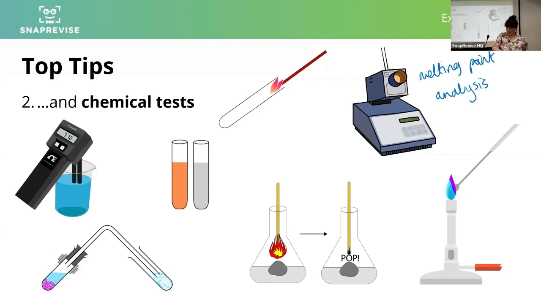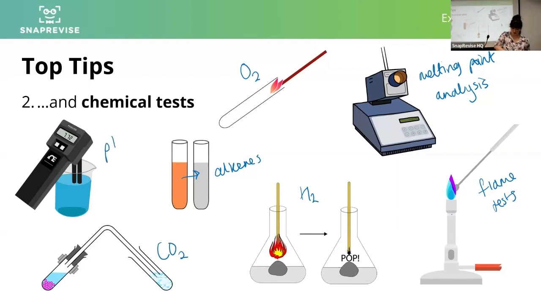Here we are relighting a glowing splint, so that must be oxygen. This middle bottom one, we're hearing a squeaky pop, so that's got to be our hydrogen. On the right, these are our flame tests. So you need to know colours for your flame tests. Turning something from orange to colourless, that's our test for alkenes. Bubbling something through lime water and seeing it turn cloudy, this is our test for carbon dioxide, bottom left. And that looks like a pH probe, so that's testing for pH. So just make sure you're comfortable with those. There are many others as well.